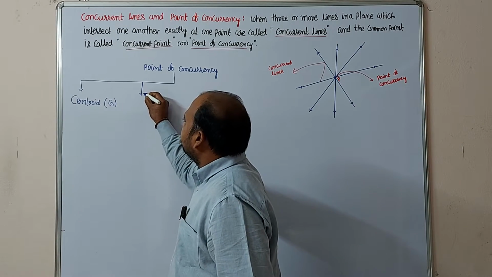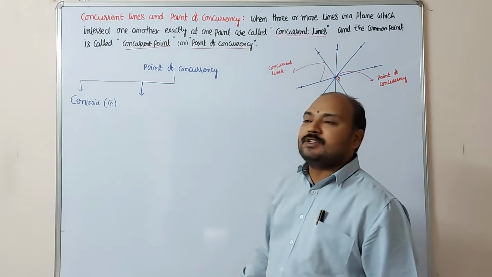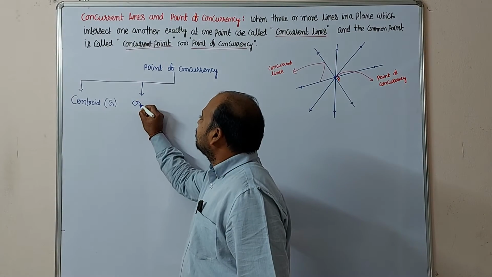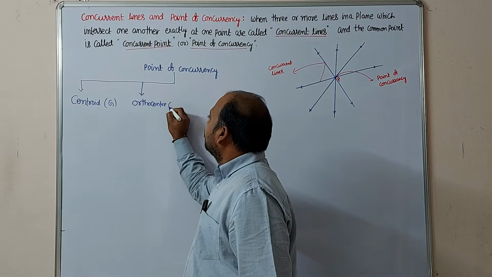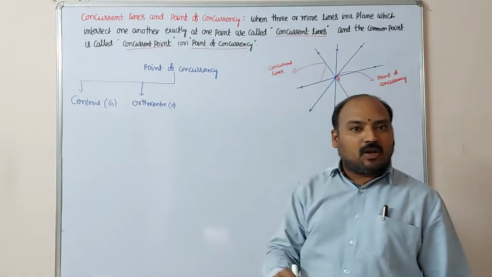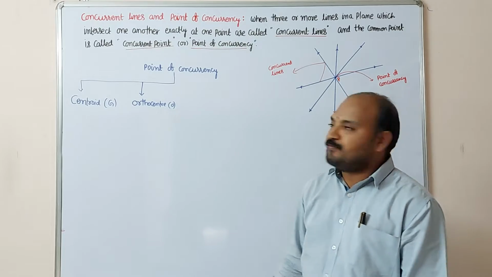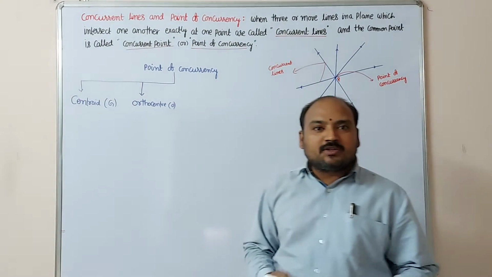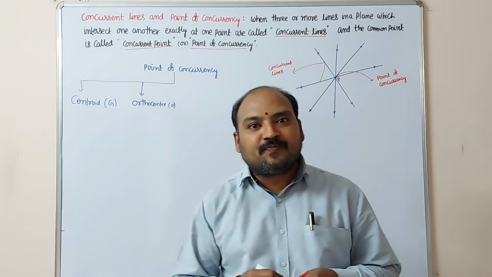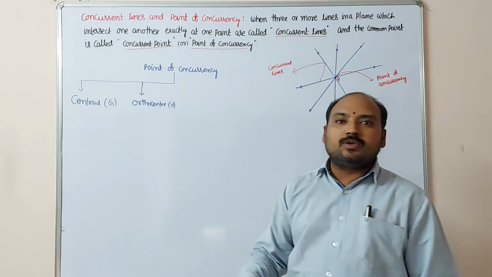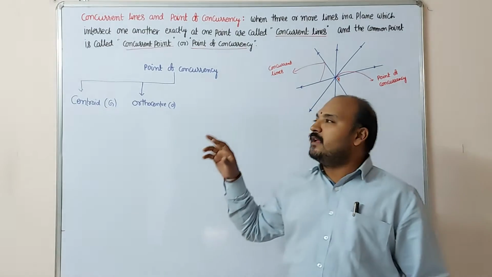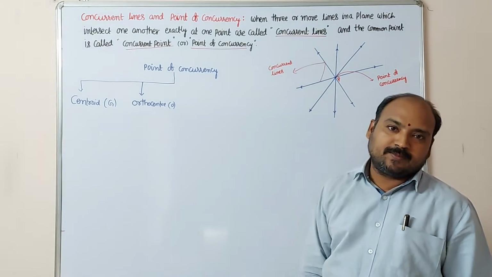Next, orthocenter. It is denoted by capital O or capital H. What is meant by orthocenter? The point of intersection of the altitudes of the triangle is called the orthocenter.